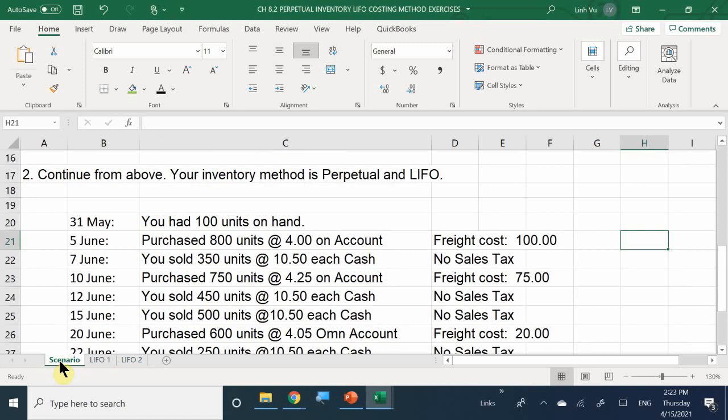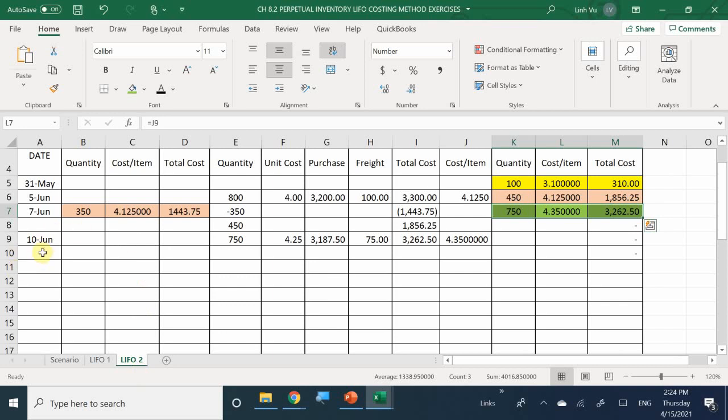So then, what has happened next? We sold 450 for cash at 1050. We sold 450 units. Yes. Okay, so June 12th, we sold 450. All right, so let's go ahead and take a look at our batches. Which batch can we take away from? Which one are we going to go for first?